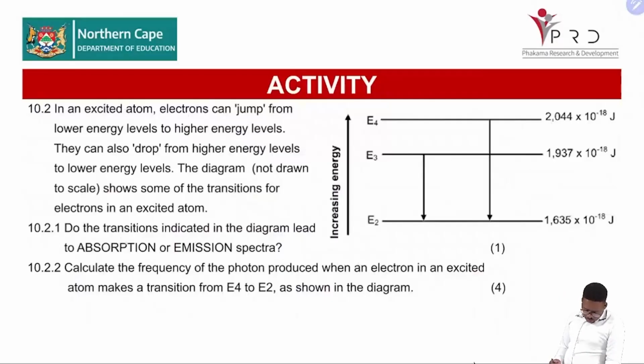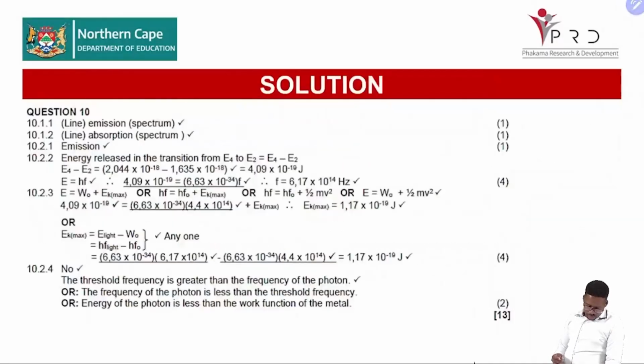Calculate the frequency of the photon produced when an electron in an excited atom makes a transition from energy level 4 to energy level 2. So you are going to say that the energy released is equal to energy 4 minus energy 2. The energy from 4 is 2,044 times 10 to the power negative 18 minus the energy level 2, which is 1,635 times 10 to the power negative 18. And then our answer will be 4,09 times 10 to the power negative 19 joules.